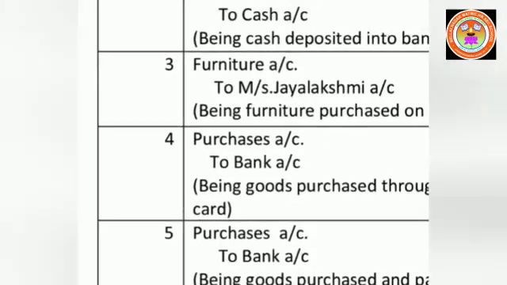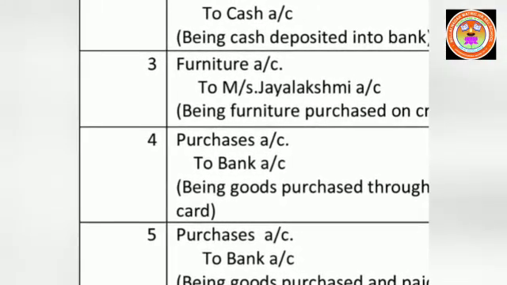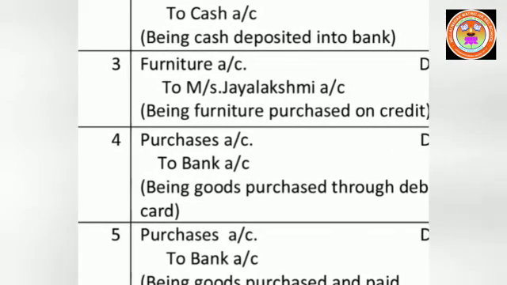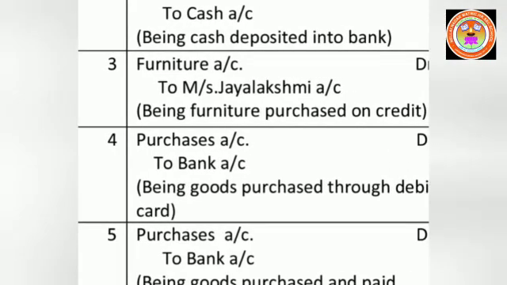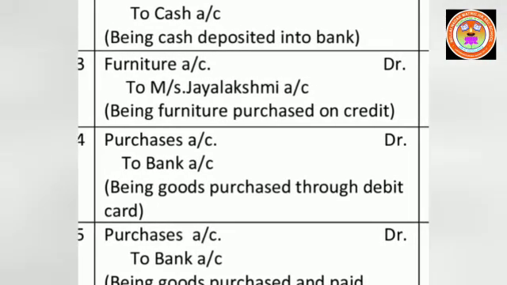Before that, put the date under date column. March 4. Purchases. Purchased goods, so we are using purchases. Purchases account must be debited. We should use the nominal account rule. What is our nominal account rule? Debit all expenses and losses. Here purchase is our expense, so purchase account must be debited.